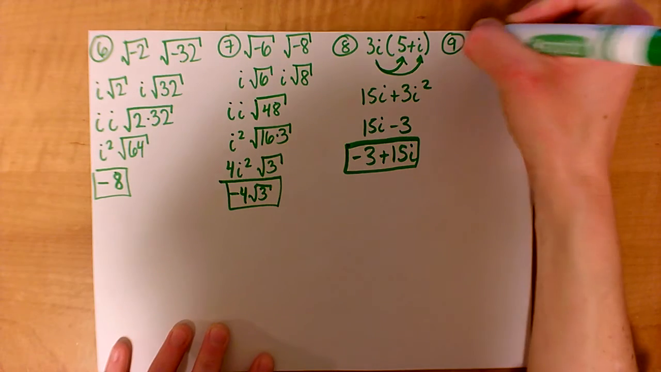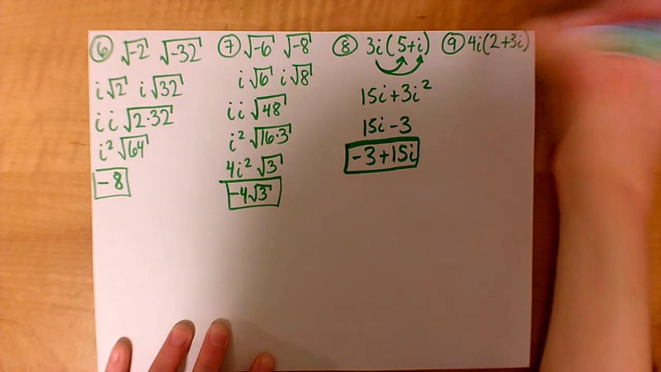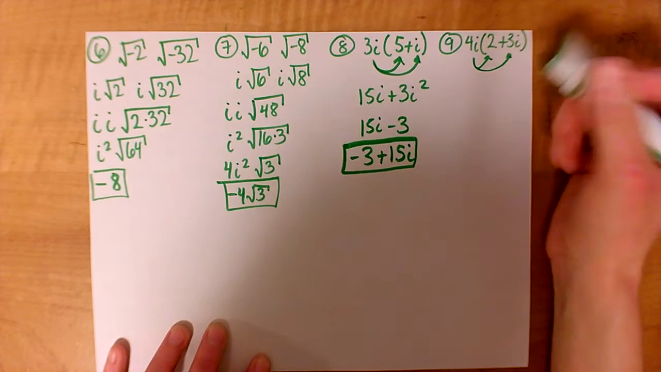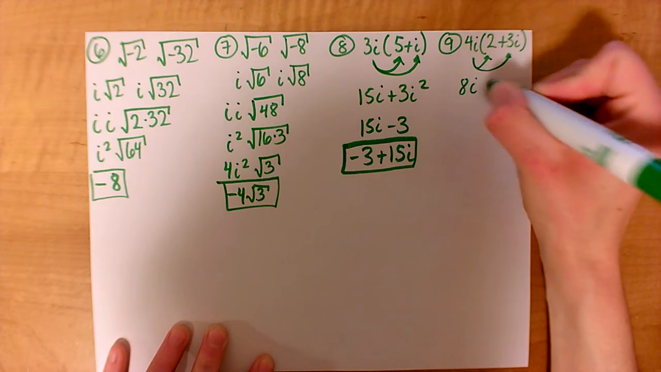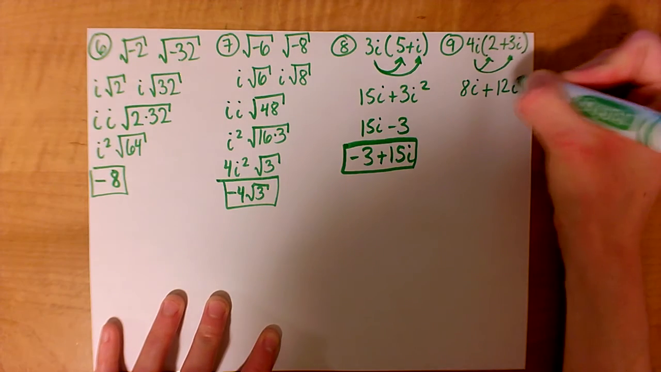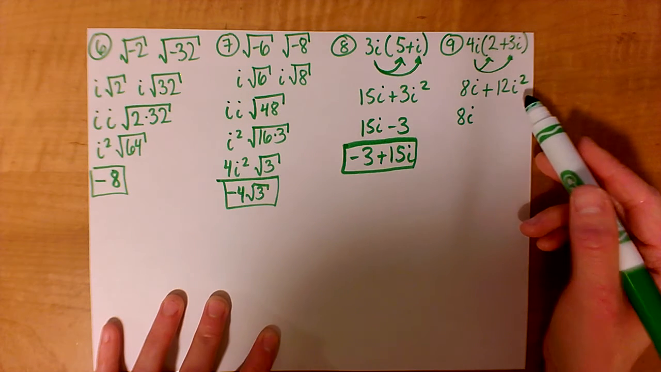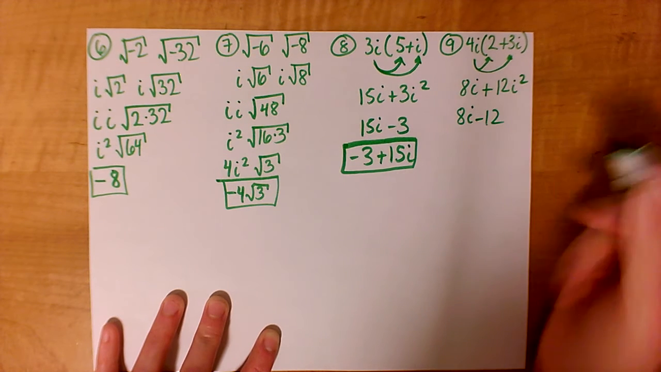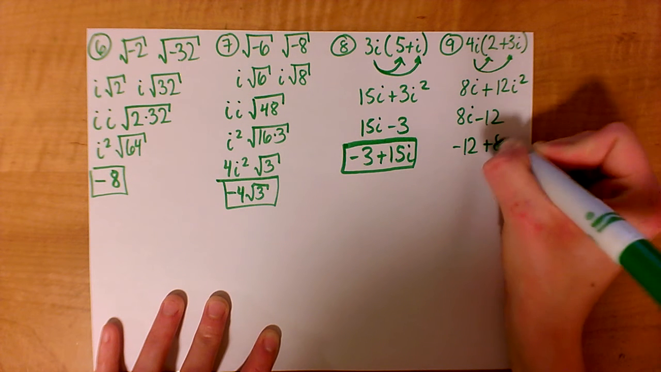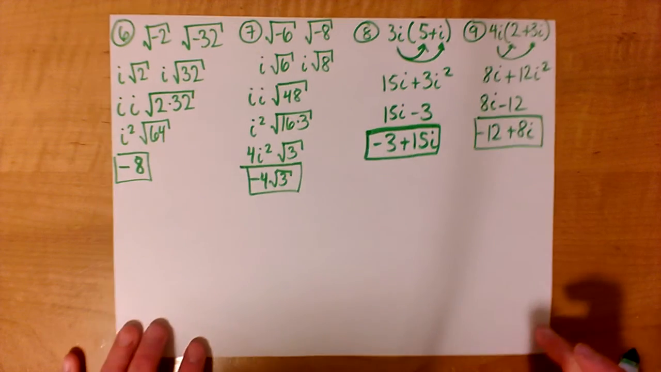For number 9, we're going to have 4i times 2 plus 3i. So we're going to take this 4i and distribute that across, and so that will give me 8i, and then 4 times 3 is 12, and then i times i is i squared. Okay, so I have 8i. Well, this i squared becomes a negative, so then that can turn into negative 12, and again we would really like to write our real part first, so this is going to turn into negative 12 plus 8i. And that's it for number 9.